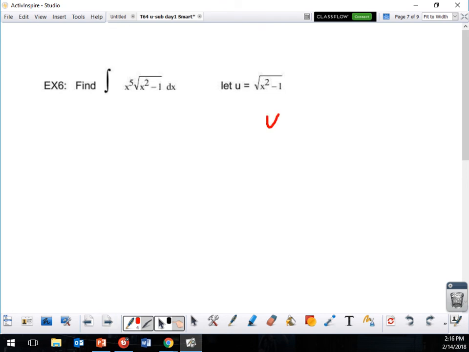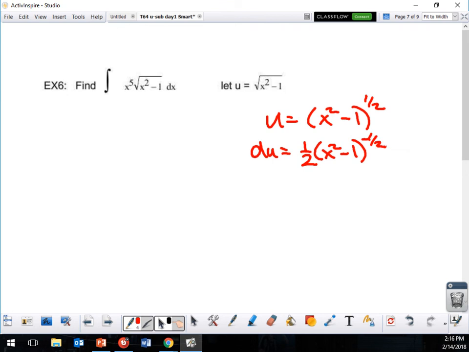So, u is equal to, that's going to give me parentheses x squared minus 1 to the 1/2, right? I think so. Yeah. Okay. Du is equal to 1/2 x squared minus 1 to the negative 1/2 times 2x dx. Remember, chain rule, derivative of the inside, right?